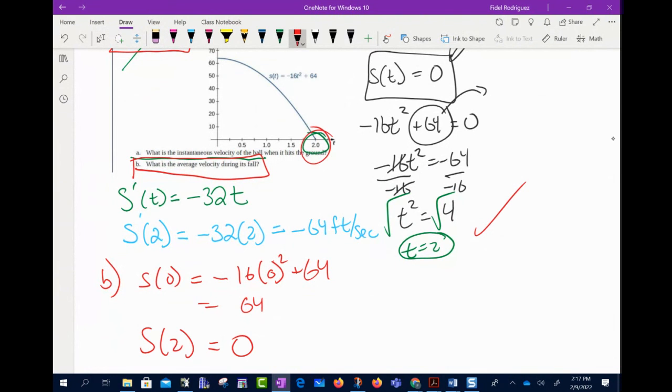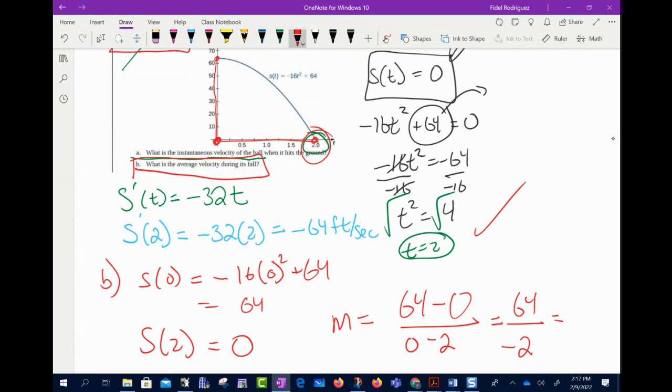The way we're going to find the average velocity is we're going to take the difference in these heights, 64 minus 0, divided by the difference in that time, 0 minus 2. So what's 64 minus 0? 64. What's 0 minus 2? Negative 2. Isn't 64 divided by negative 2 the same thing as negative 32?